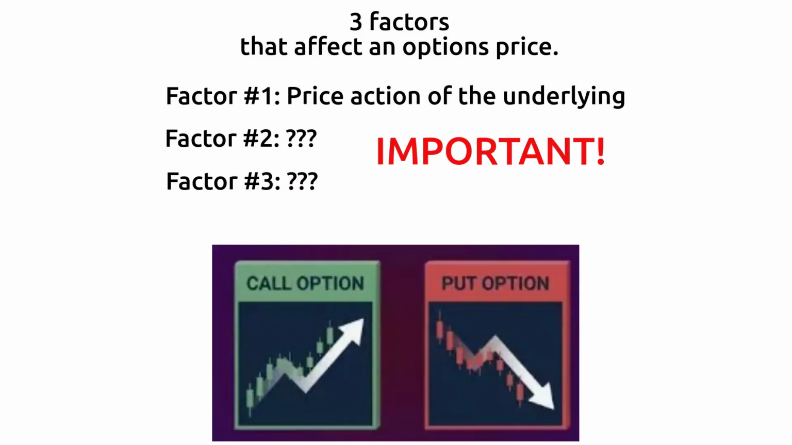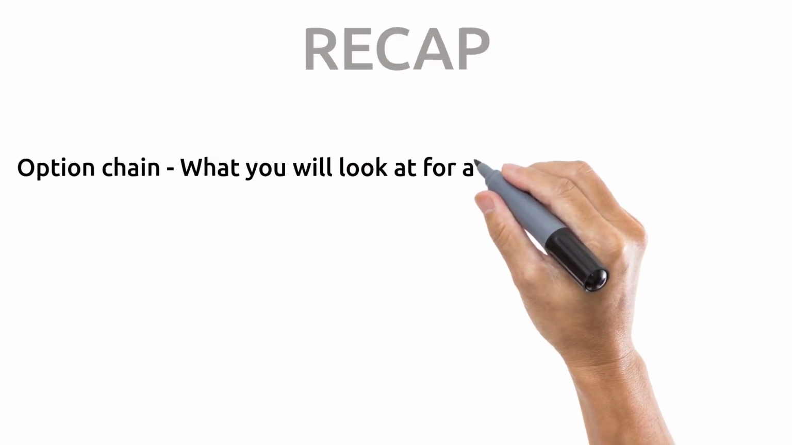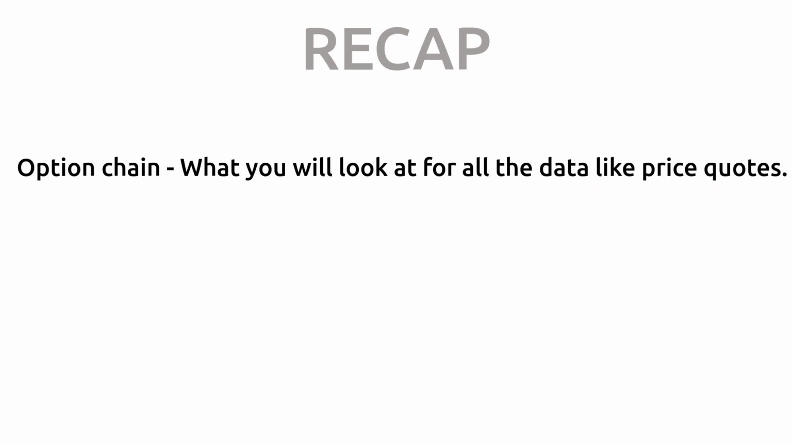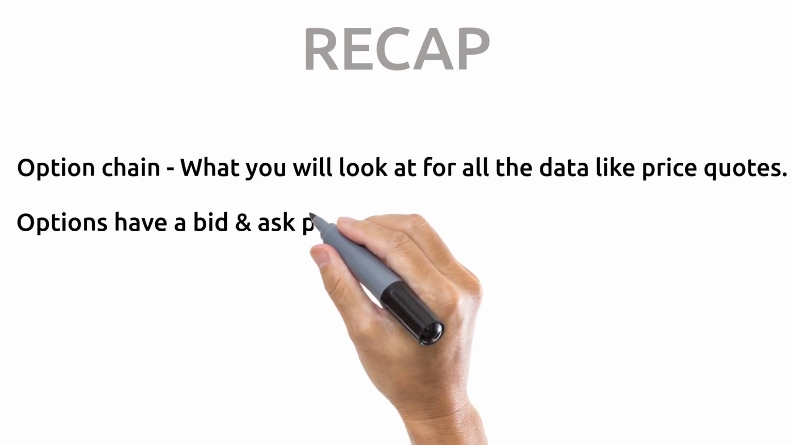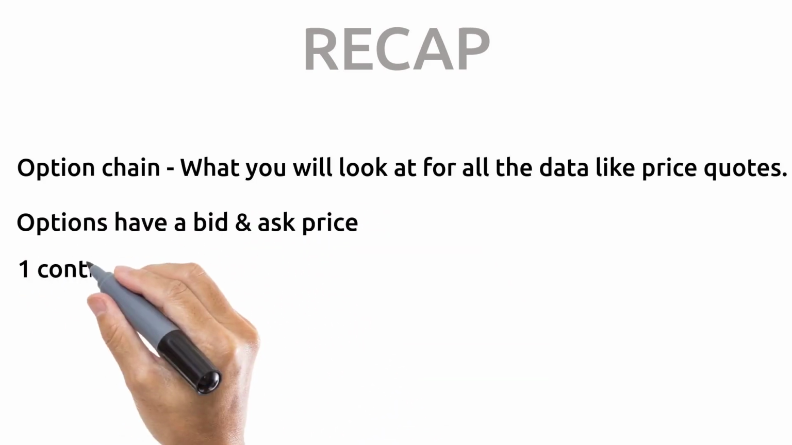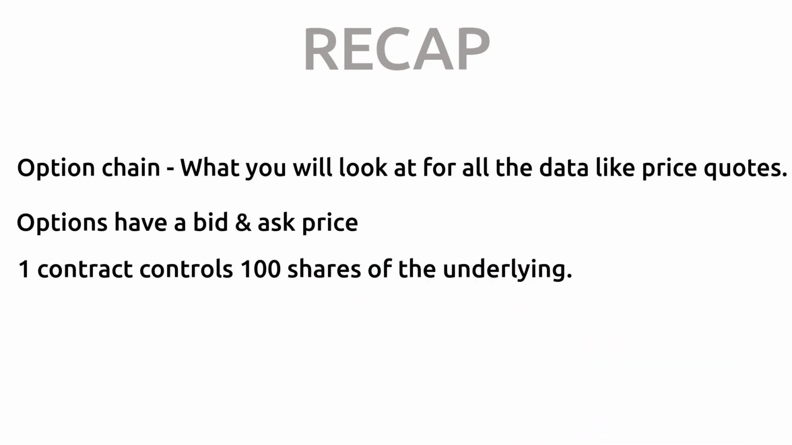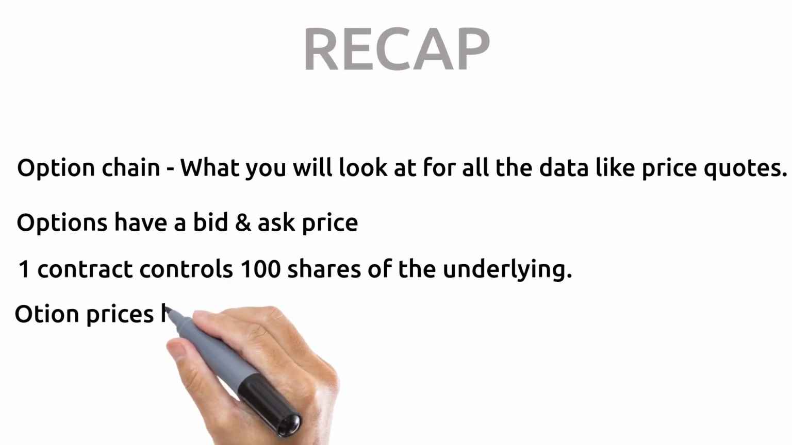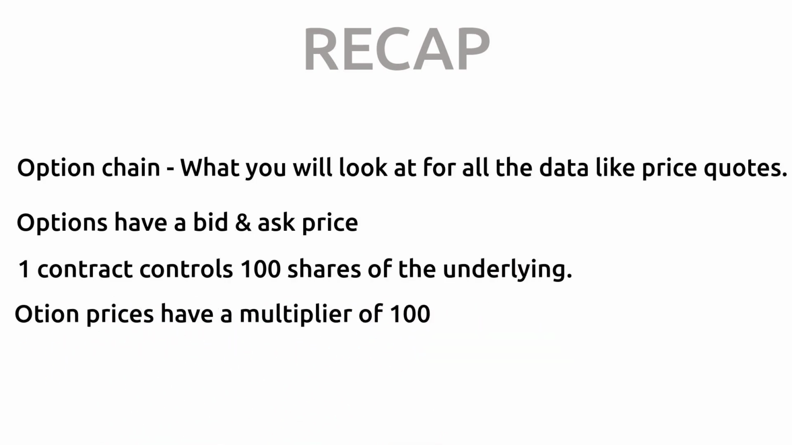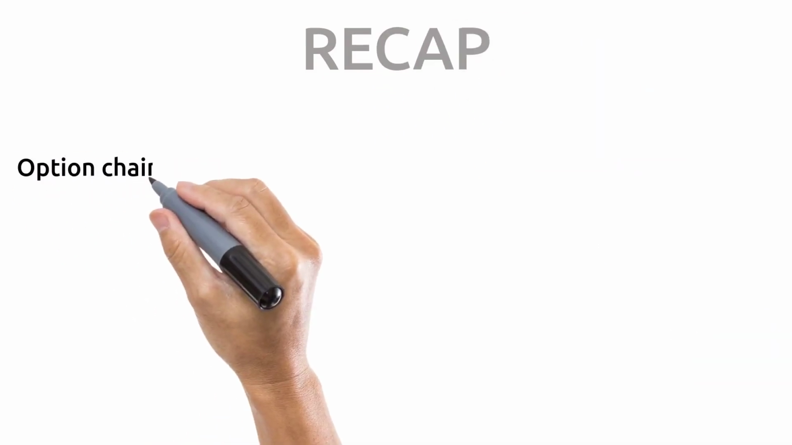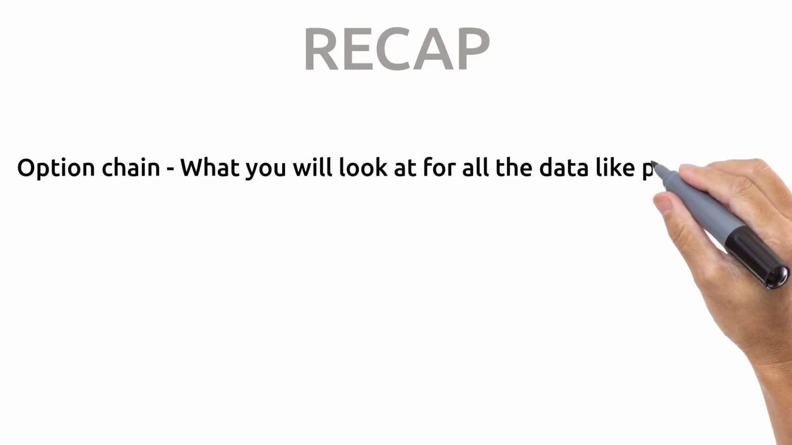Now, before we move on, let's recap what you've learned in this chapter. You learned what an option chain is. It's what you'll look at to find all the listed options and their price quotes. You can find an option chain in many places, but you're probably going to want to view options on your trading platform provided by your broker. You also learned that, like stocks, option prices have a bid and ask price. You learned one option contract controls 100 shares of stock. In the next chapter, we're going to go in pretty deep, and you're going to learn the 3 factors that cause an option's price to change.